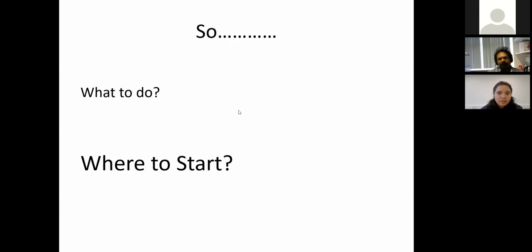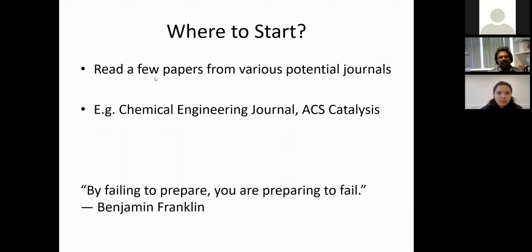So where to start? First, read a few papers from various potential journals. For example, if you are thinking of publishing a paper in Applied Catalysis B or Chemical Engineering Journal or ACS Catalysis, you need to start reading a few papers from that particular journal. Also, you need to download the guidelines for authors from that journal and see how to write and how to format the paper. You need to do a lot of preparation. As Benjamin Franklin said, by failing to prepare, you are preparing to fail.